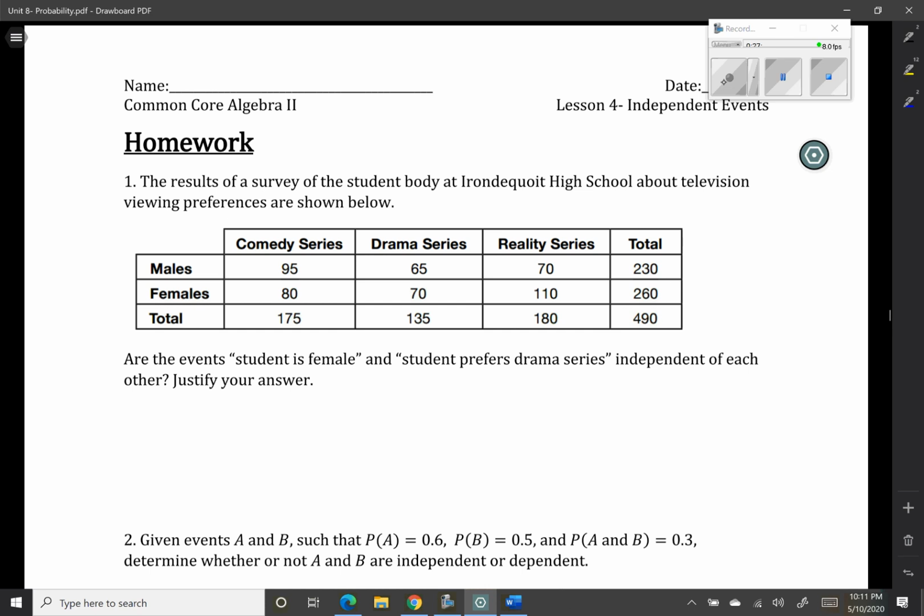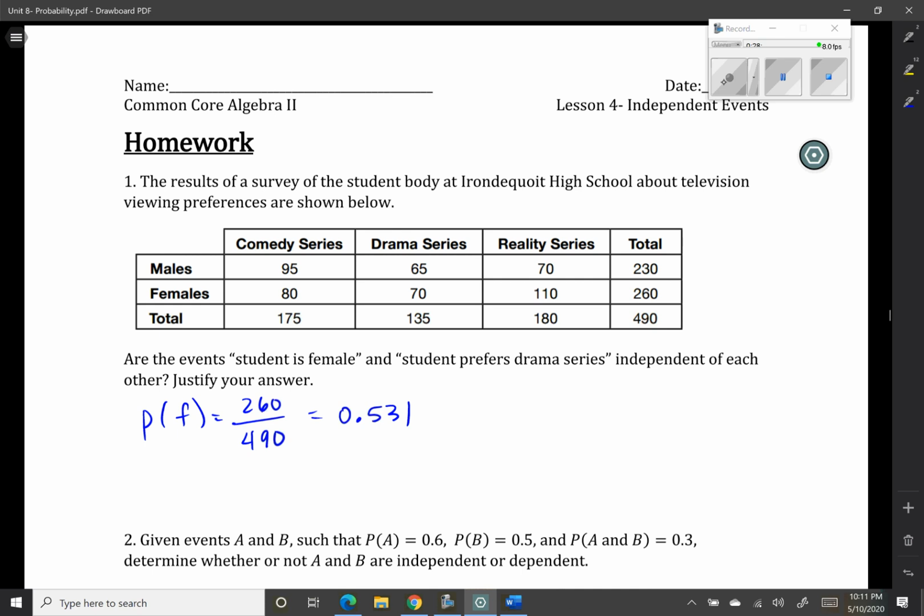So to do this, I need to find, well, what's the probability of being female? So in this survey, what's the probability of being female? There are 260 females in the survey out of a total of 490 people in the survey. That's going to be the probability of 0.531. Again, always 3 decimal places on your probabilities.